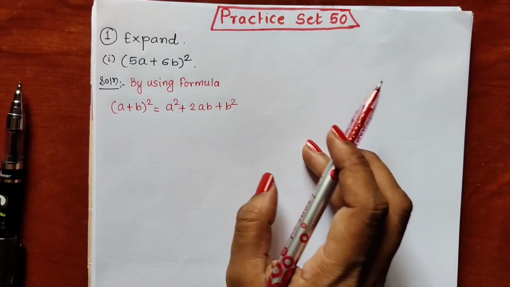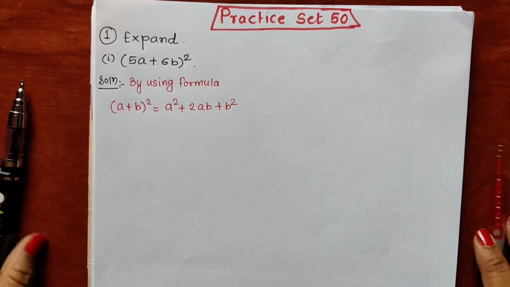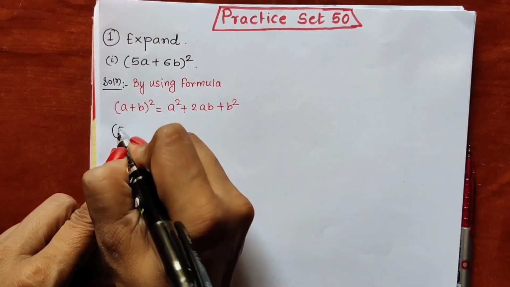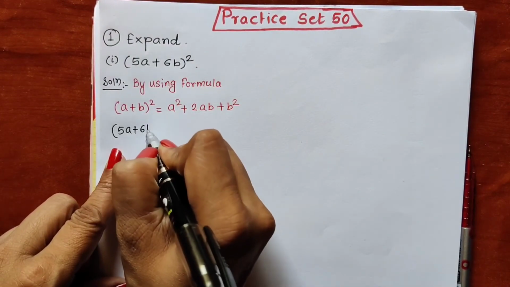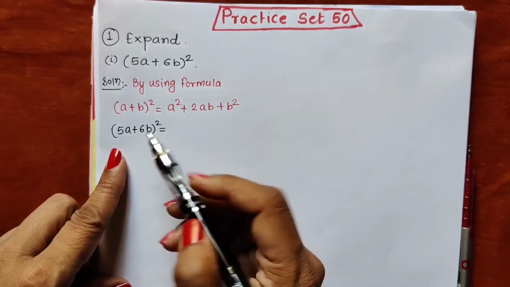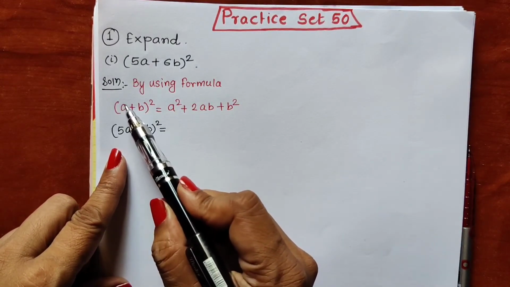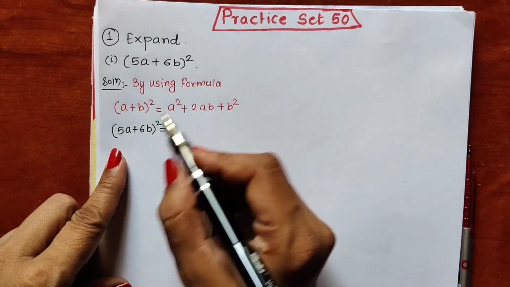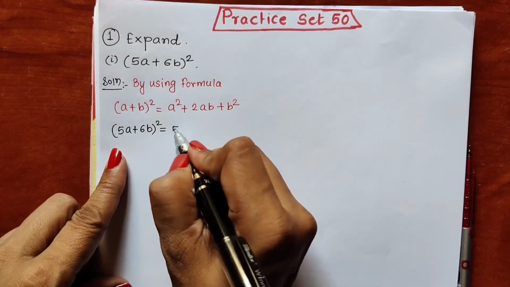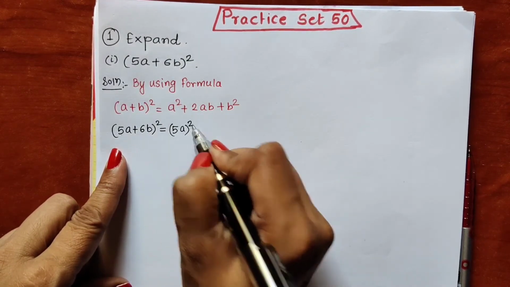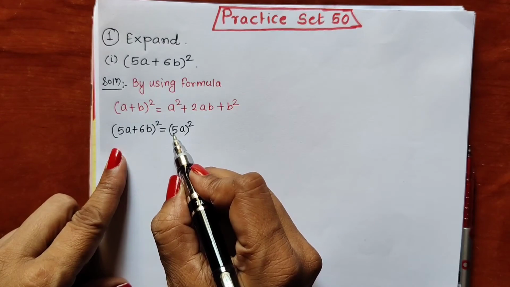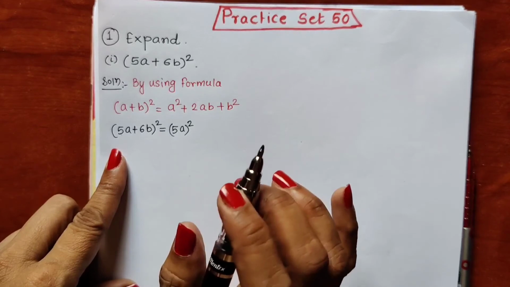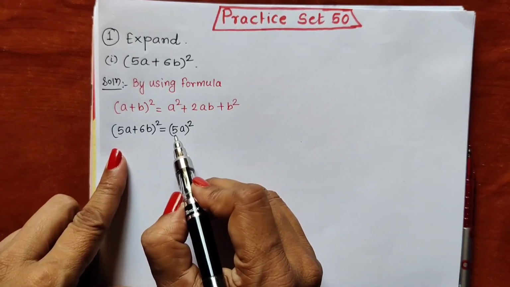So let us apply the formula. (5a plus 6b) whole square is equal to. Now see children, in the formula only a is there, but in our question 5a is the first term. So in place of a square, what we have to write? We have to write (5a) square. As with the variable there is a number, a coefficient is also there, so we will put a bracket and then write the square.